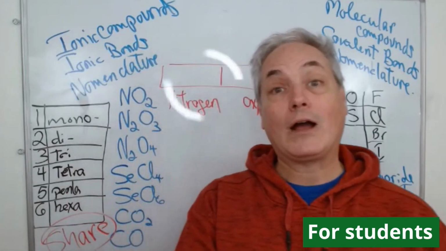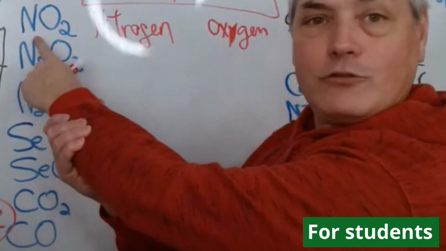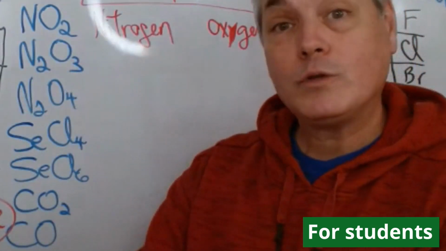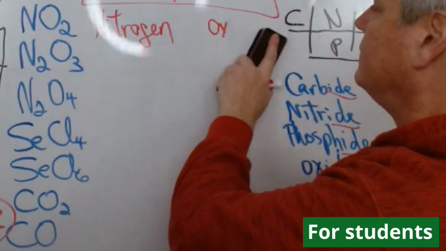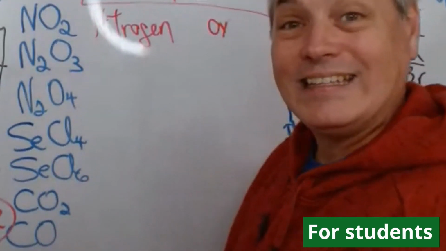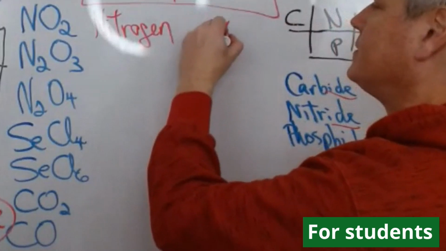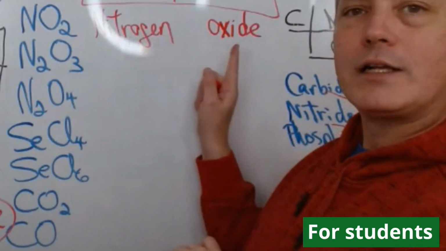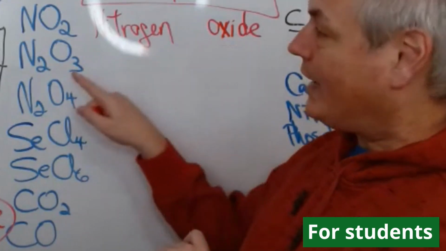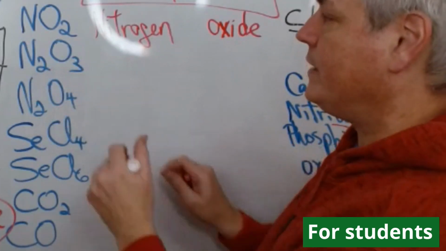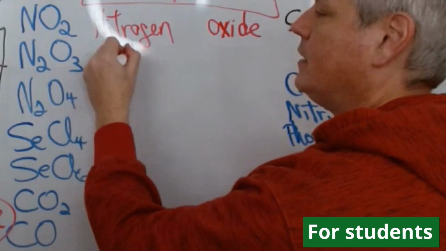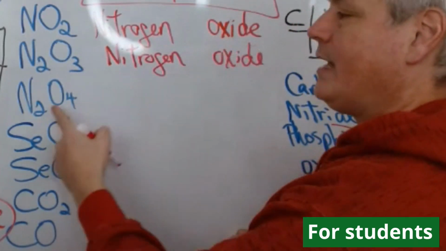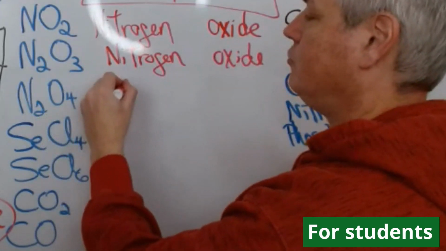So let's go back to our name here. We have nitrogen and oxygen. We know that we have to change the ending to end in IDE, so we have oxide. So it's a nitrogen oxide. The issue that we have is that if you have N2O3, we have nitrogen oxide, and we have nitrogen oxide here too.